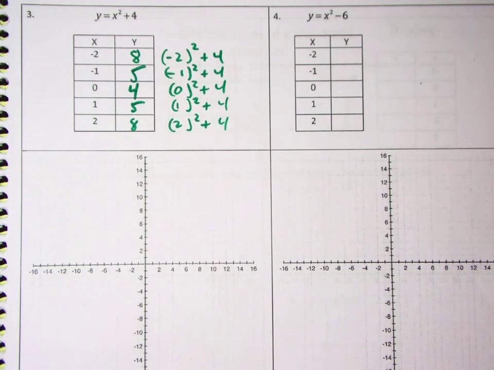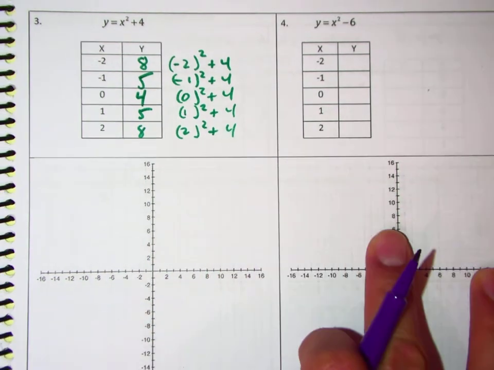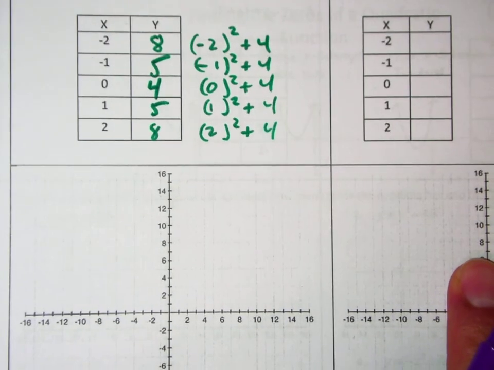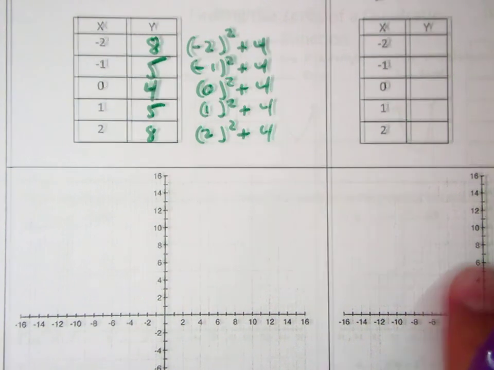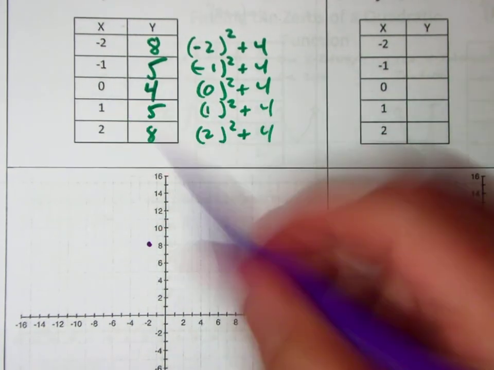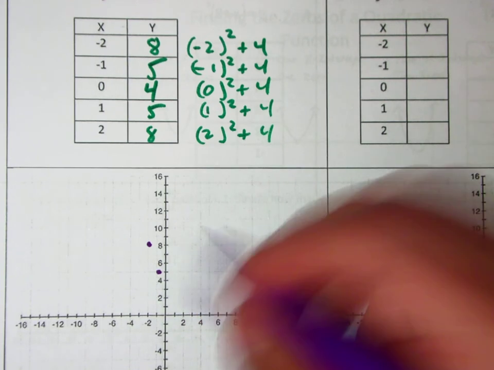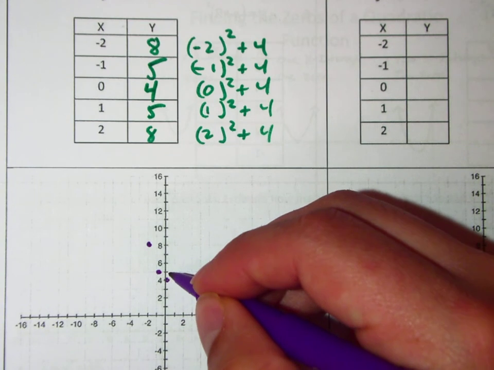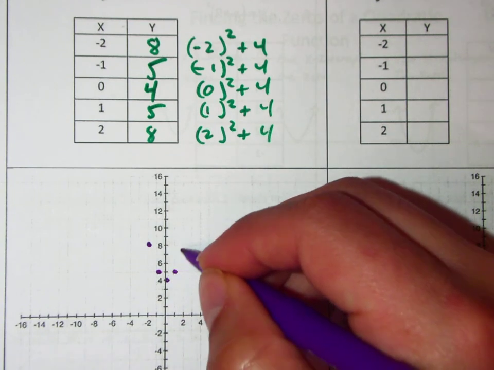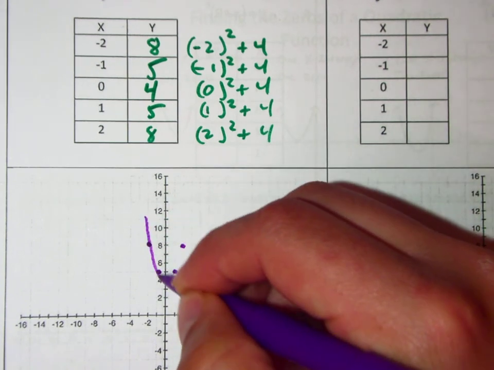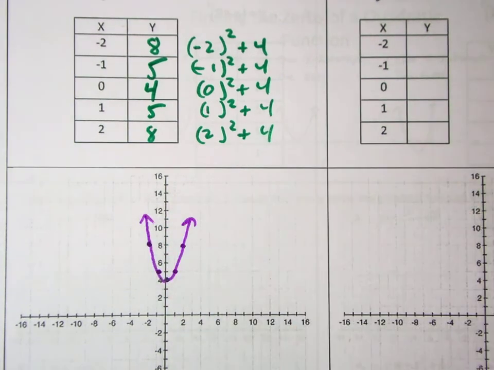Okay, and now if I graph that, again, let's zoom in. So -2 is going to be at 8. -1 is going to be up at 5. 0 is going to be at 4. And then these values on the right side will be the same. And so there's our parabola. So here's the sketch. Okay, so something like that. Okay, so hopefully that makes some sense here.